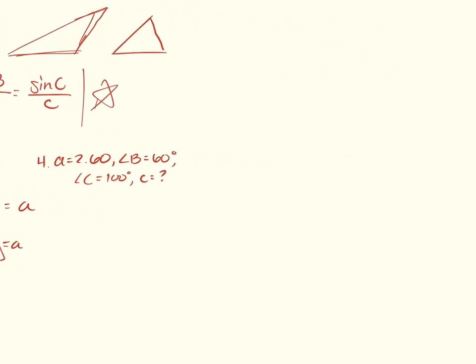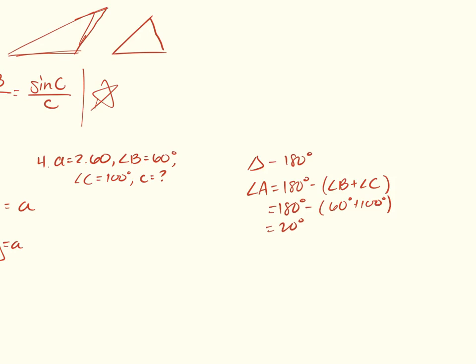Let's look at 4. They tell us that side A is equal to 2.6, angle B is equal to 60 degrees, angle C is equal to 100 degrees. C equals what? So first thing I recognize is that, again, remember triangles have to have 180 degrees. And so angle A must be 180 minus angle B plus angle C. So we have 180 minus 60 plus 100. So this is 20 degrees for angle A.